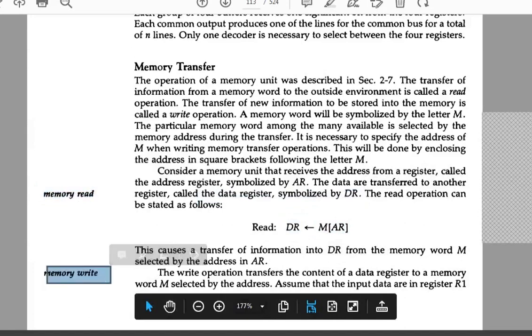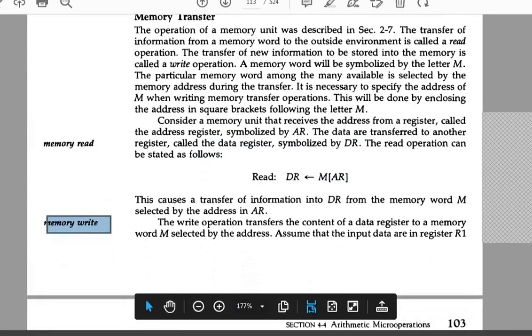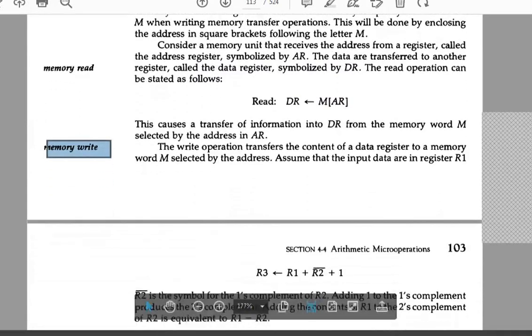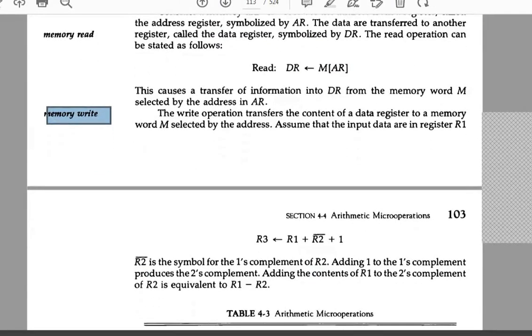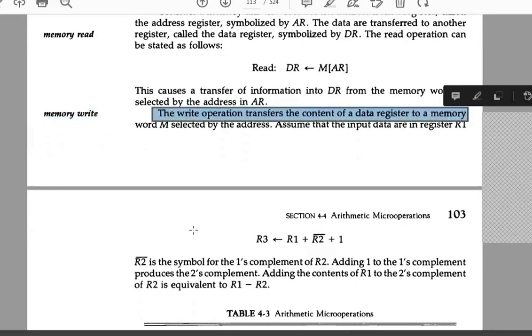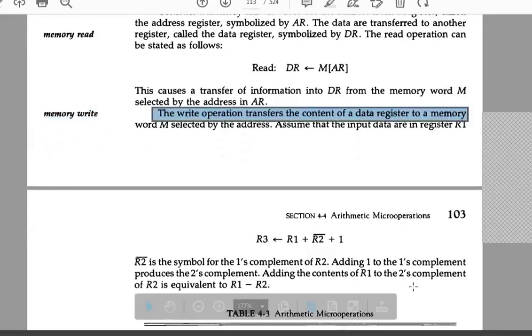Okay, memory read means when you are reading something from a particular location in memory and then storing it to some register, we call it memory read. And this is memory write. Write operation, what does write operation do? Write operation transfers content of data register to memory. That we will see later, okay?